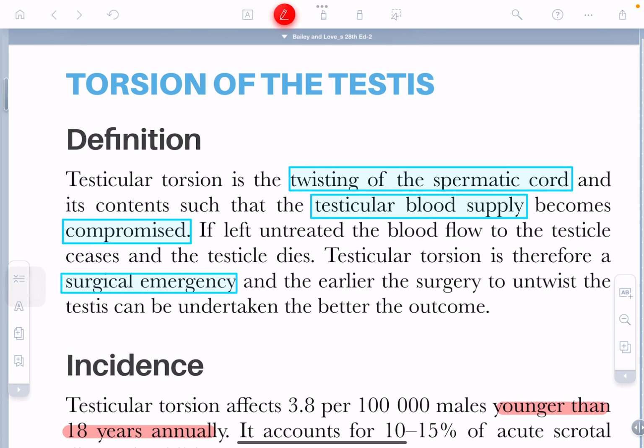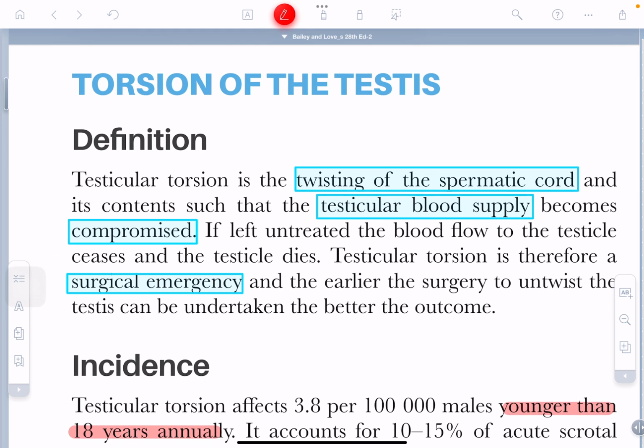Let's discuss torsion of the testis. This is the most important topic for NEET PG, NEET SS theory examination, even practical also. My reference will be the latest edition of Bailey, Sabiston, and a few points from Swartz also.